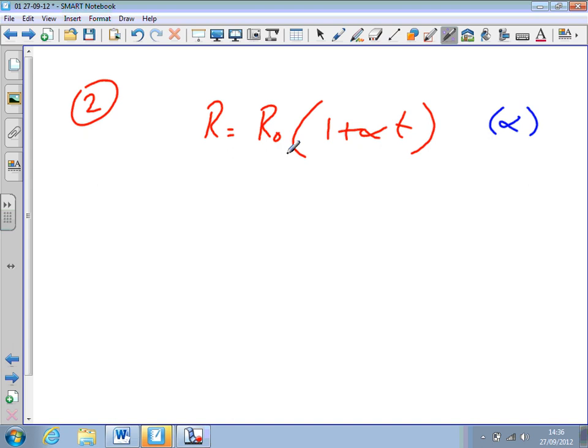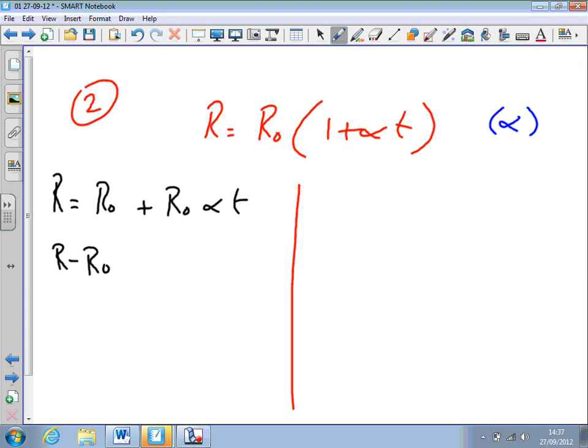Right, you can multiply out the brackets. I'm going to do this two ways, Andrew. So if I multiply out the brackets, I get r equals, now let's multiply out the brackets. What do I get? Right, multiply r0 by 1 to get r0 plus r0 alpha t. Okay, next step. Take r0 from both sides, so r minus r0 equals r0 alpha t.